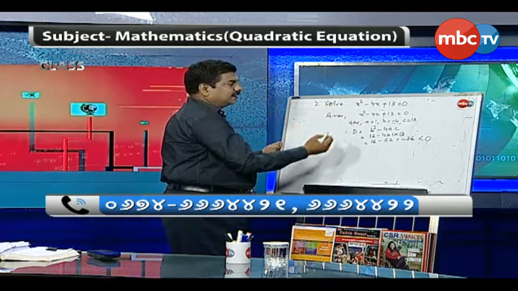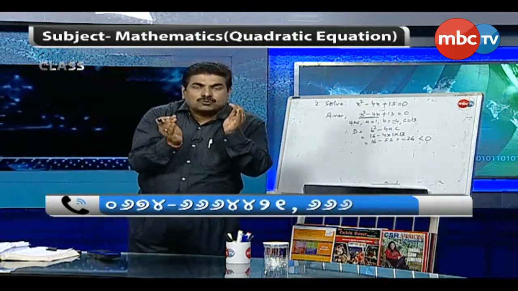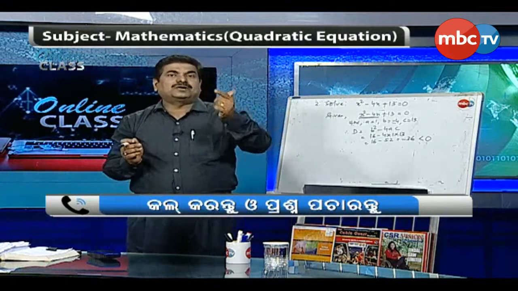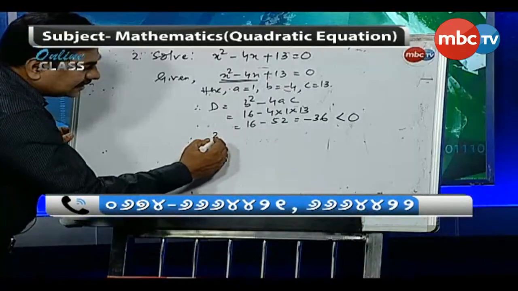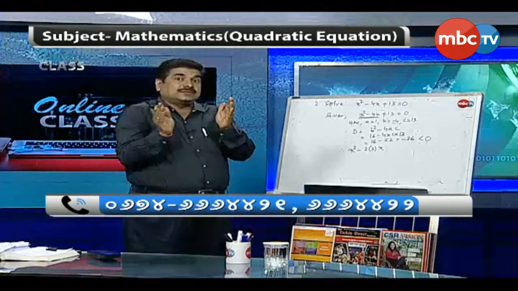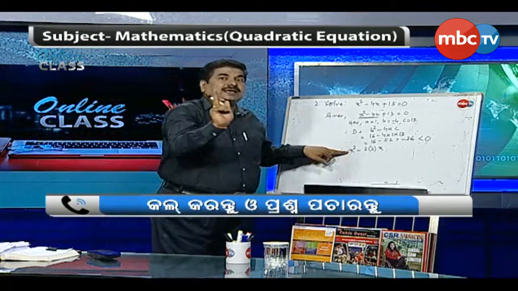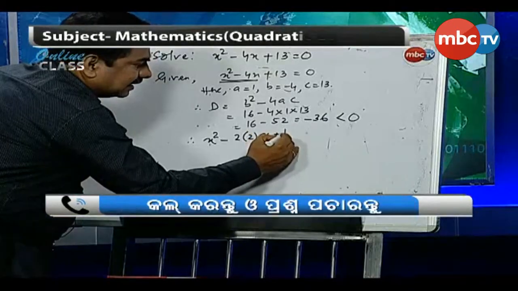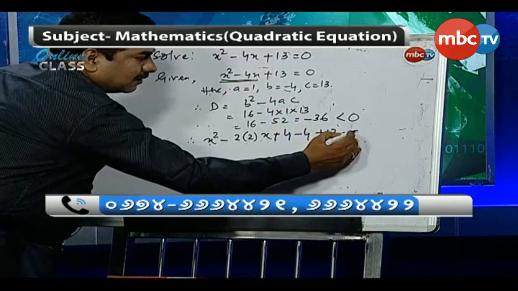Here you see the first part, x square minus 4x. So we have to convert this part into a completion of square. I have already explained this, we have to convert this part to a completion of square. That means here you can write this as x square minus 2 into x. In the first class I have already discussed, here A, capital A, is equal to x, and here B is 2. That means here you can write this as plus 4 minus 4 plus 13 equal to 0, dear.